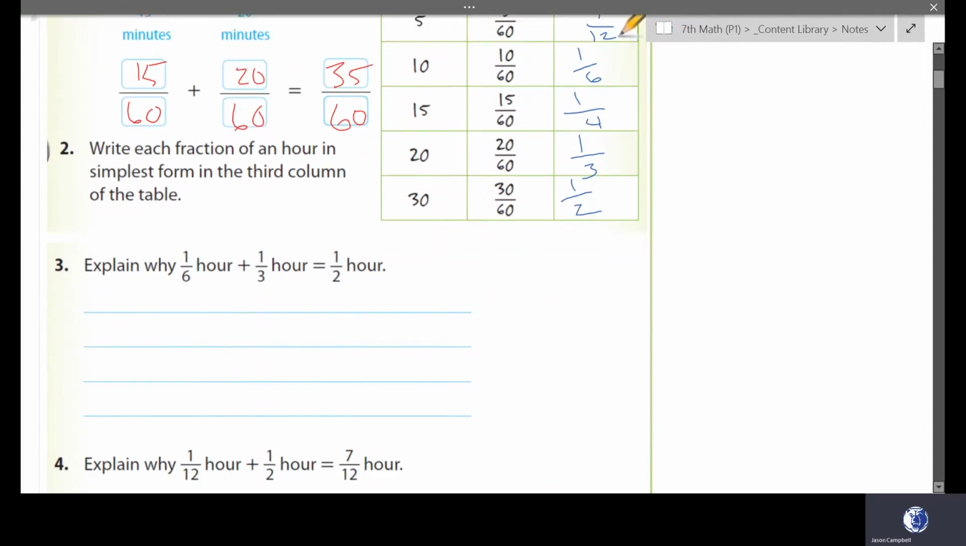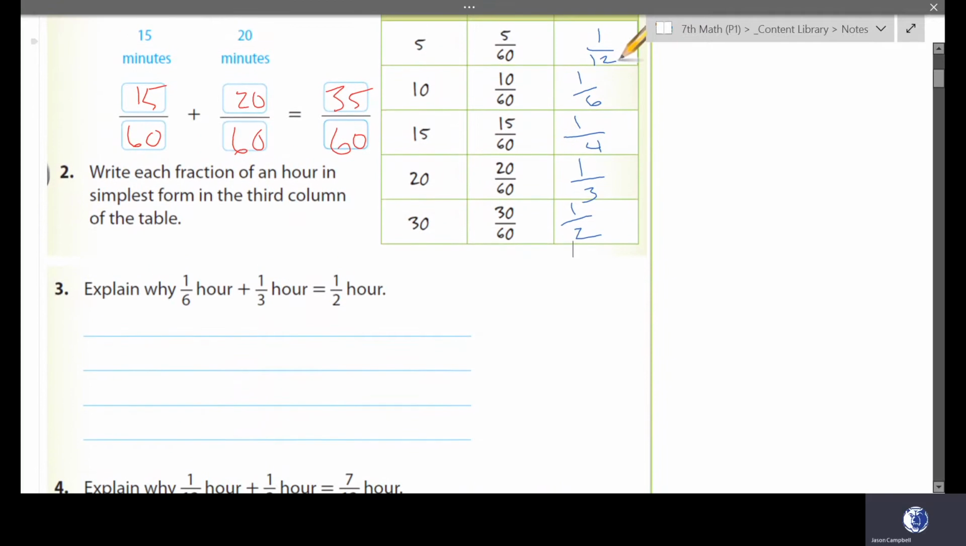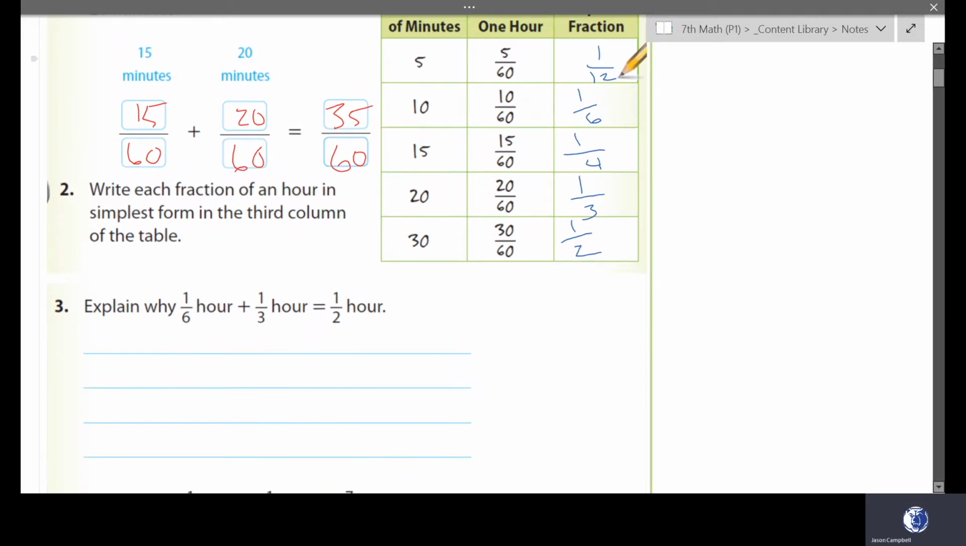Question 3 says explain why 1/6 of an hour plus 1/3 of an hour is 1/2 of an hour. Well, that's because 1/3 is the same as 2 over 6. If you multiply the top and bottom by 2, then you get 2 over 6. So now we can add 1/6 and 2/6 and see if we get 1/2.